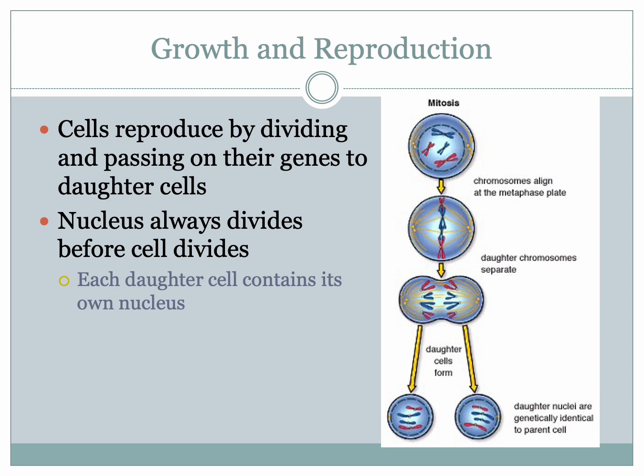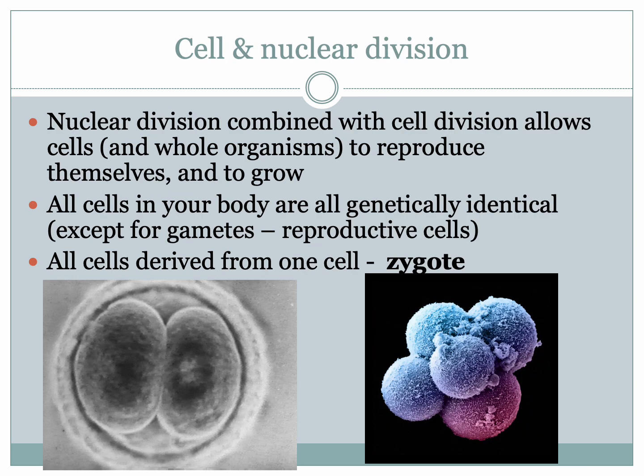Cells must be able to grow and divide to keep organisms going. Nuclear division combined with cell division allows cells and whole organisms to reproduce themselves and to grow.